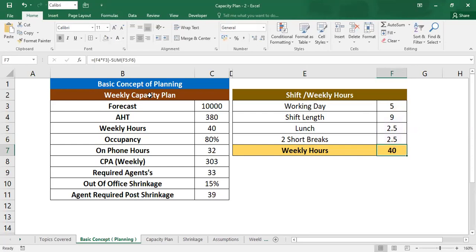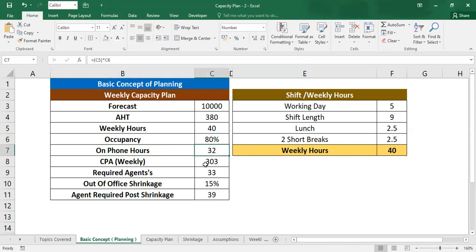Is it clear to everyone? Yes, Chandra. Okay, all good. So here I have taken the occupancy, and I will tell you the logic behind it, how we project the occupancy for planning. Here I have multiplied the occupancy by my weekly hours. This is how I got the on phone hours. On phone hours means the agent will be available to take calls.